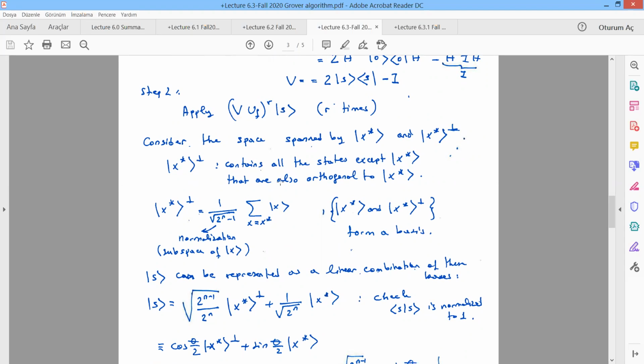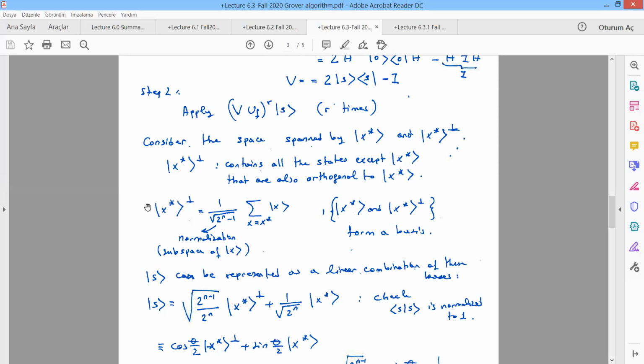Now consider the space spanned by ket x star and ket x star perpendicular. Ket x star is the state that we are looking for, and ket x star perpendicular contains all the other states. Because these quantum states form an orthonormal basis, all the other remaining states are perpendicular to ket x star. So this ket x star perpendicular contains all the states other than ket x star.